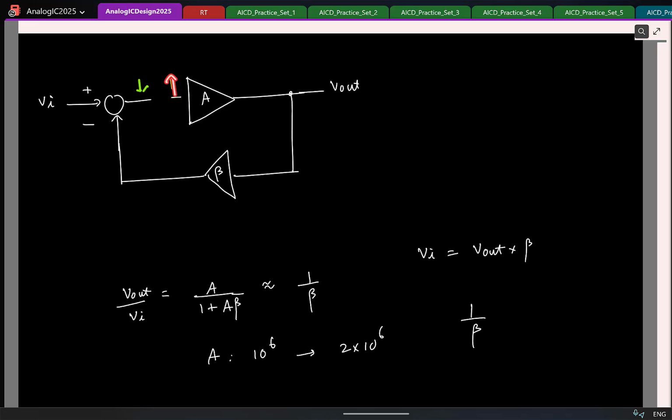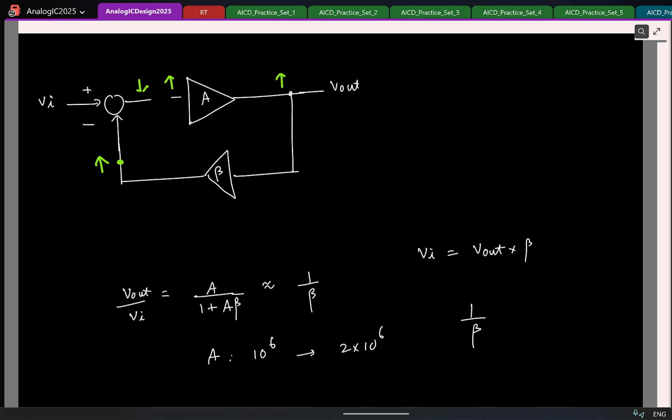If this increases, what can you say about this signal here? So which means, what can you say about this signal? So if this signal increases, what can you say about this signal? That will decrease because you're subtracting, so which means this is a negative feedback. Great.